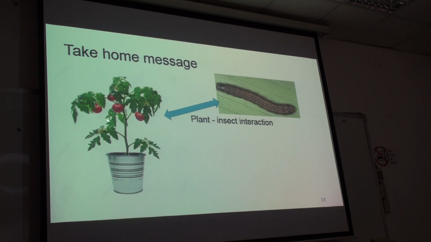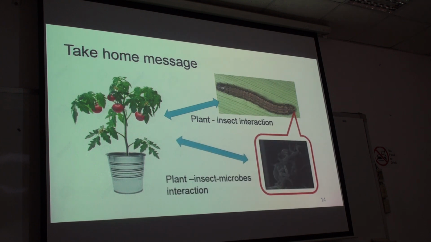Plant and insect interaction is a war that will never stop. According to this paper, microbes are partners that help the caterpillar or insect avoid plant defense. In the future, studying plant-insect-microbe interaction can show this pattern more clearly.